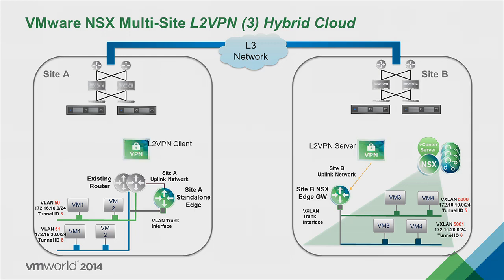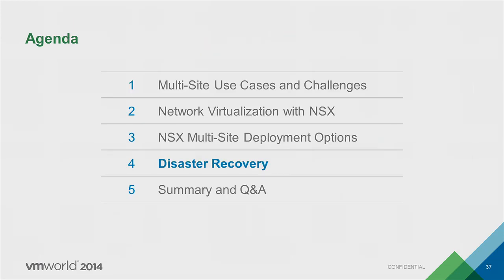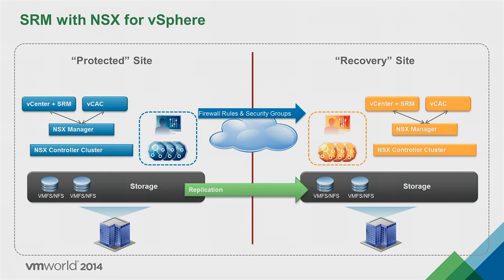And again, same thing, we enable L2 VPN client and server and build our SSL tunnel. So this gives us the ability to extend layer 2 independent of vCenter server. All right, very quickly, disaster recovery in a couple of minutes.